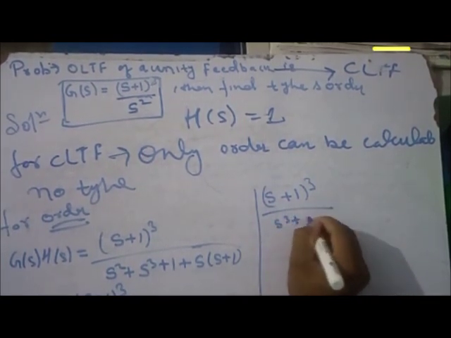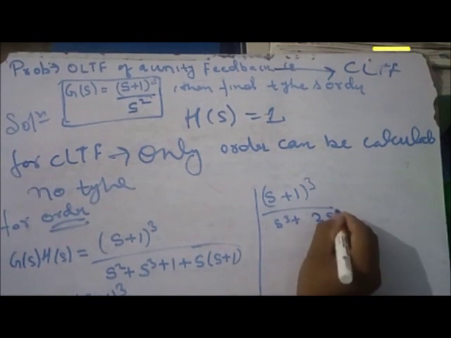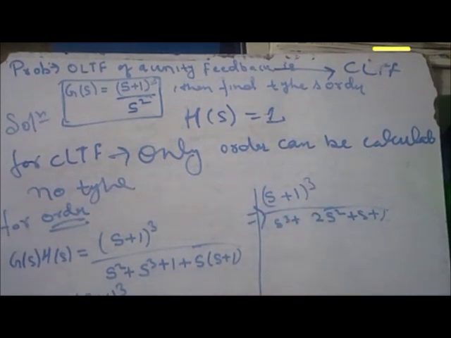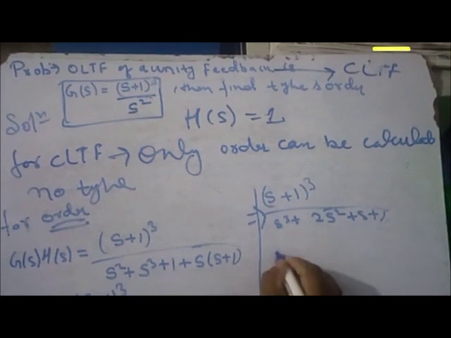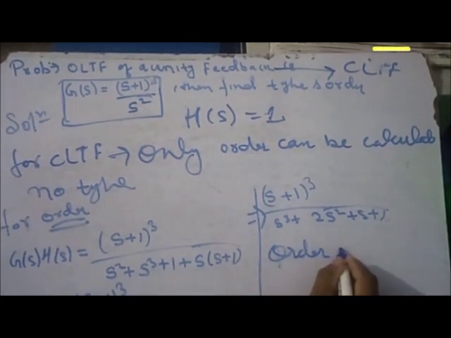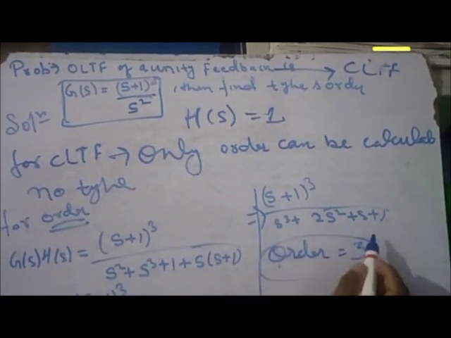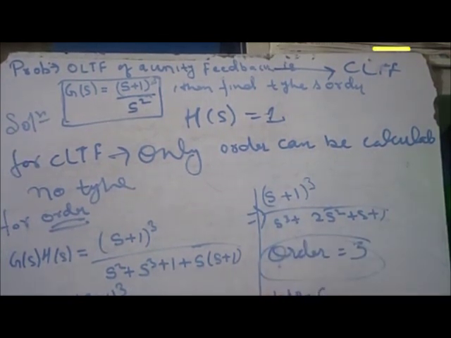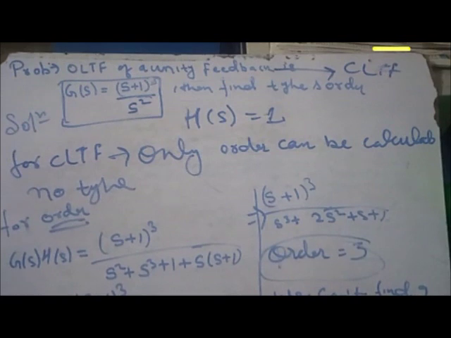Here we can see that we cannot find a common s, that is, a pole at the origin. So no type can be calculated from this question, only the order can be calculated. Okay, next question, let's see.